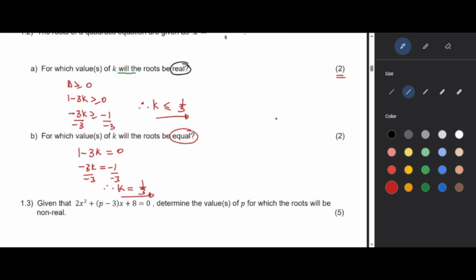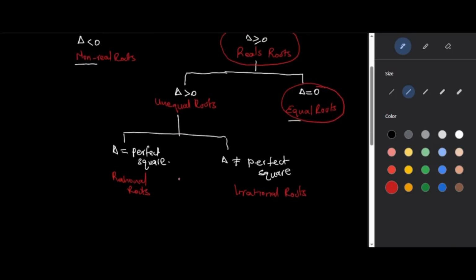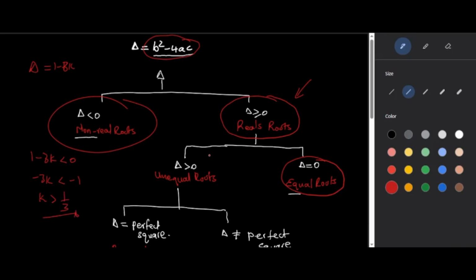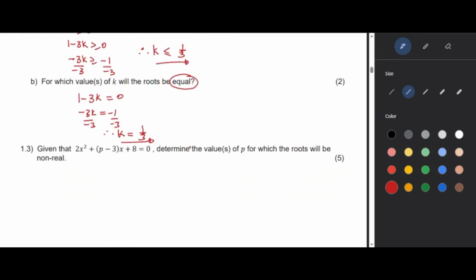We can keep adding these questions and ask for which values the roots will be non-real. If the roots are non-real, remember the discriminant is 1 minus 3k. So this tells us that 1 minus 3k should be less than 0, then you start solving. So when you solve, this is minus 3k less than minus 1, divide by minus 3, so the sign will change, giving k greater than 1 over 3. Simple. That's it for nature of the roots. Let's see what we have next.